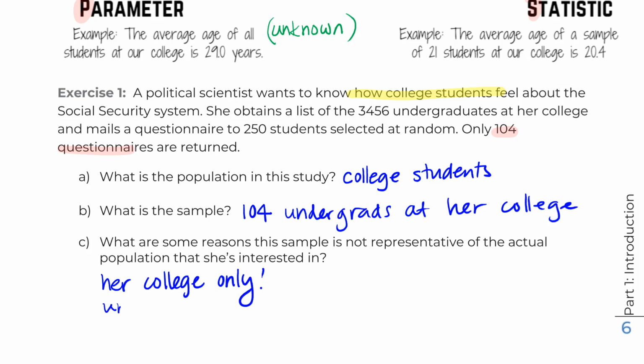A lot of students then mention the idea that this is undergrads only. They tend to be younger than the graduate students. But when I first read this question, it didn't even occur to me that college students would include undergrad and graduate. It wasn't until students brought it up that I even thought of this. But again, we're leaving out all graduate students. That's a problem.